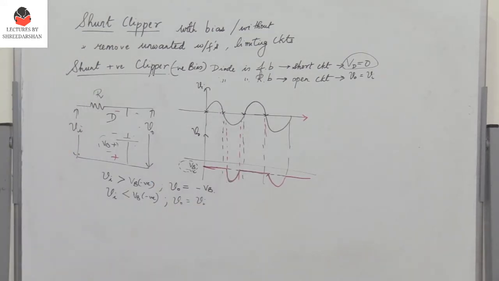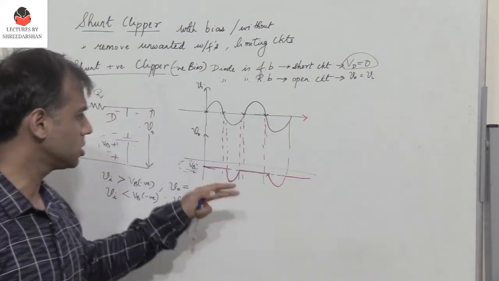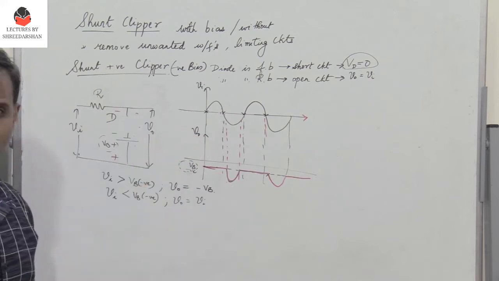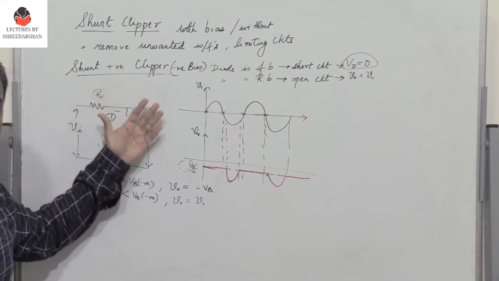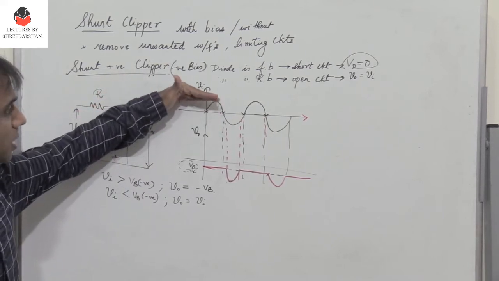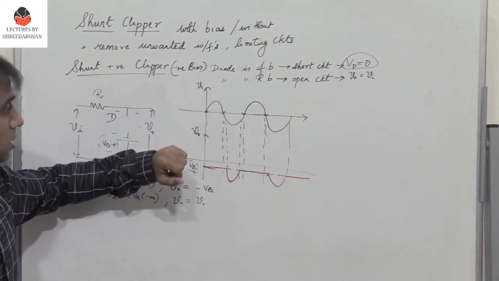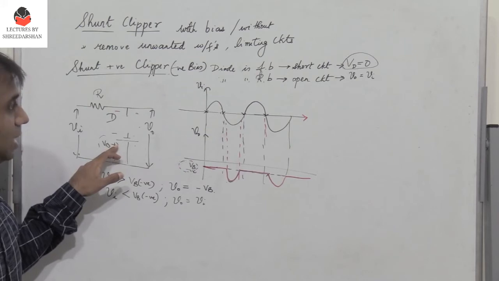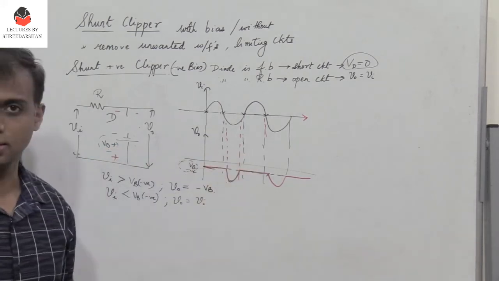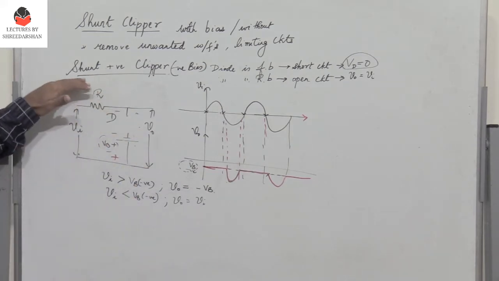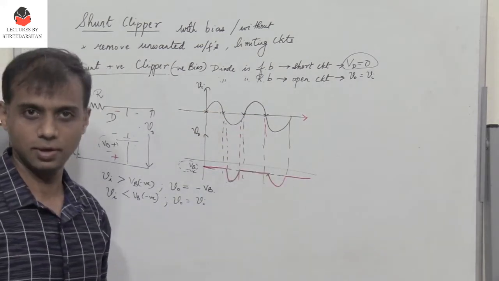So we have seen a shunt positive clipper where the positive portion of the waveform gets clipped off, and we can vary where the clipping takes place by adding either a positive bias, where the clipping takes place in the positive half of the waveform, or a negative bias voltage, where I can vary the clipping in the negative half cycle. So now let's discuss a shunt negative clipper where we clip the negative half of the waveform.